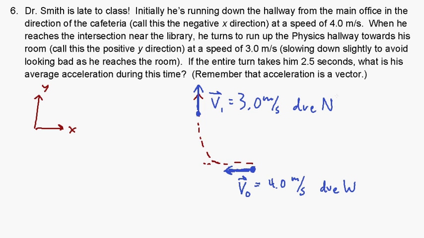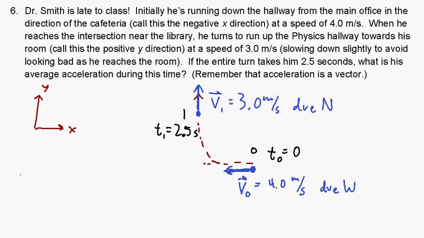Okay, so I've got my two states in this problem. I've got 0 and I've got 1. And the entire turn takes me 2.5 seconds. So my time t0 is 0, and t1 is 2.5 seconds. What is my average acceleration during this time? This is really a piece of cake.